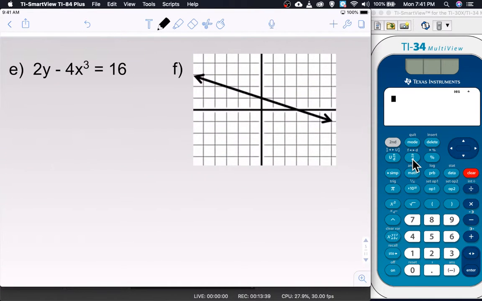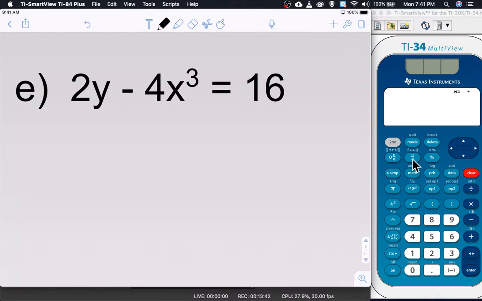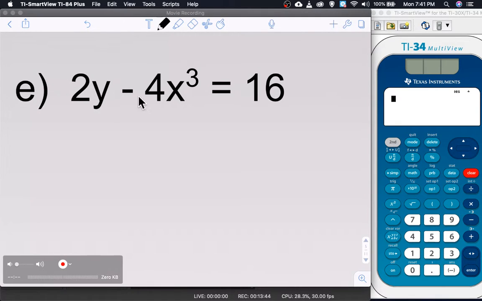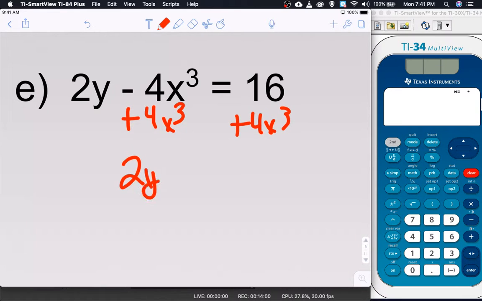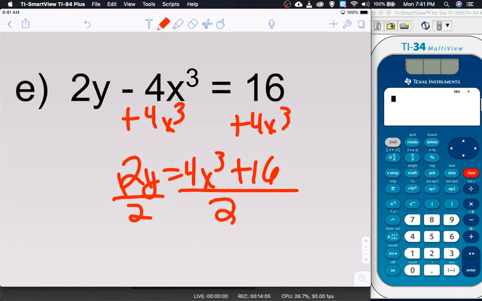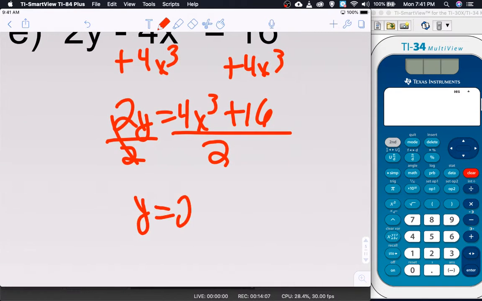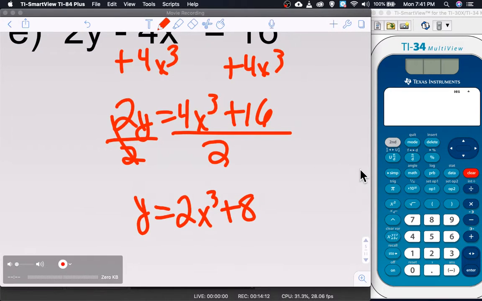Letter E. Now, we've never seen anything like this before. Check this out. This is an equation. It looks like we could put this in slope-intercept form. The only issue I have is this exponent here. If I try to make this look like slope-intercept form, so I add 4x cubed to both sides, I get 2y equals 4x cubed plus 16. I divide by 2 everywhere. We get y equals 2x cubed plus 8. Looks like slope-intercept form, but it's not.